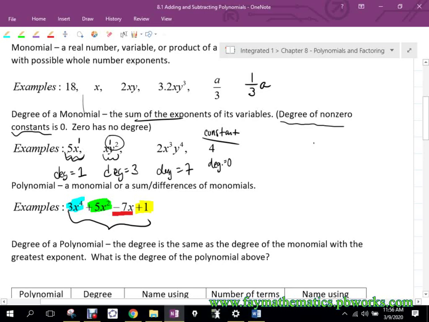I'm just going to give you kind of a flow chart here real quick. Everything can be called a polynomial. If I have one term, it can be called a polynomial. If I have two terms, it can be called a polynomial. If I have three terms, it can be called a polynomial. Four, five, six, seven can be called polynomials, right? However, if it is one term, you can call it a polynomial, but one term is better classified as a monomial.